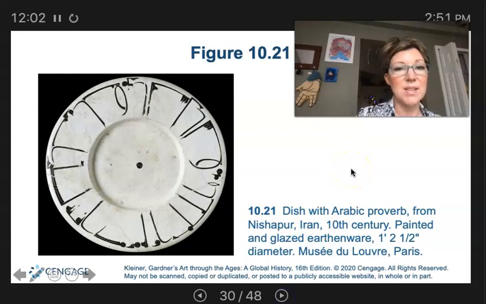Okay, this is a dish. If you had asked me, I would have thought it was a clock. But it's actually a dish with an Arabic proverb.